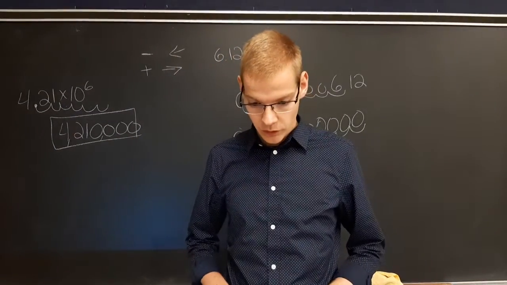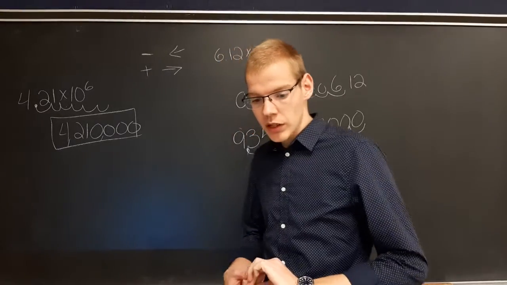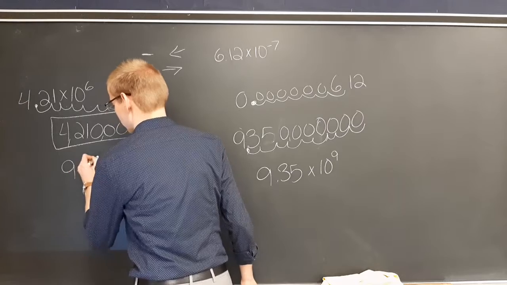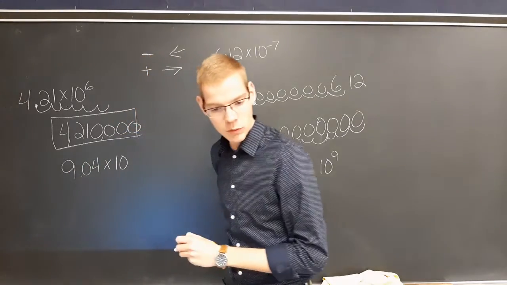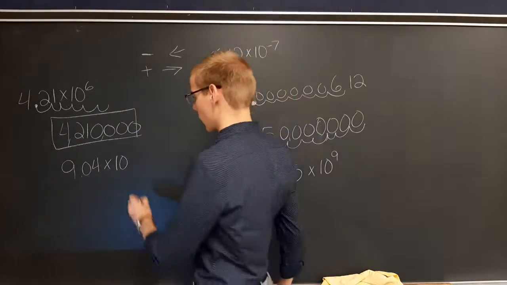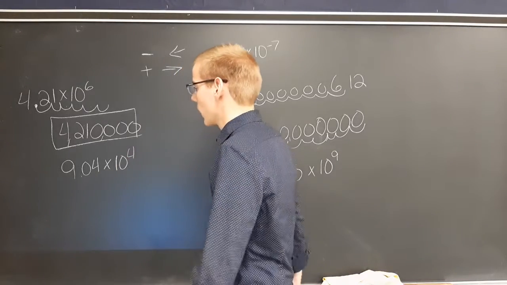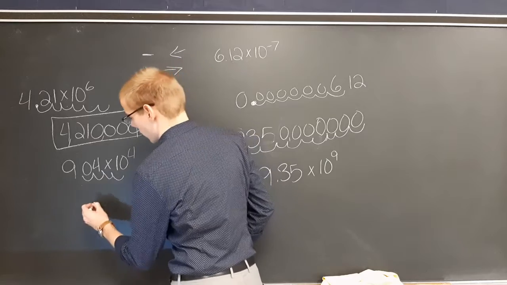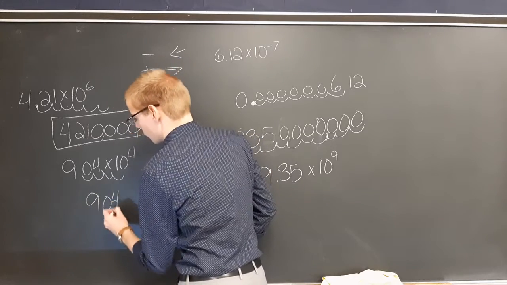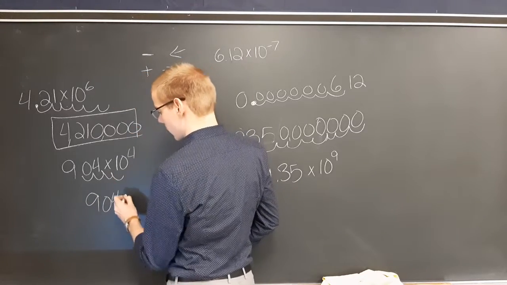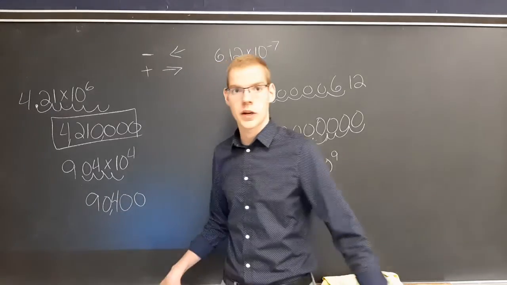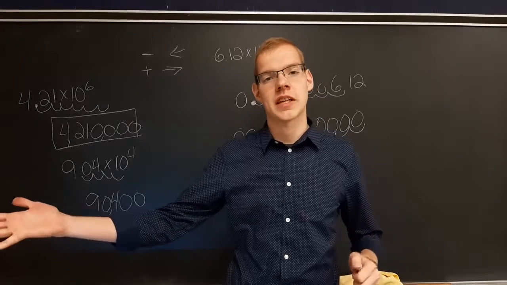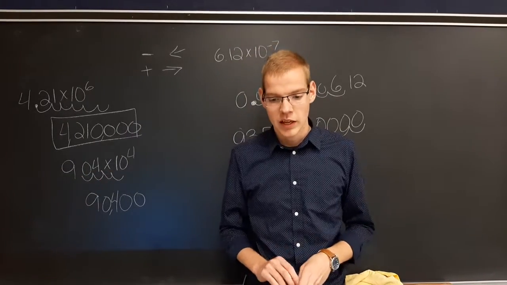Number 1b, 904 times 10 to the power of 4. Now, again, move it over 4 times, so you have 904, and you have 2 slots open, 0, 0. Right there you are. So that's how you do changing them into standard notation. Pretty simple, I think.